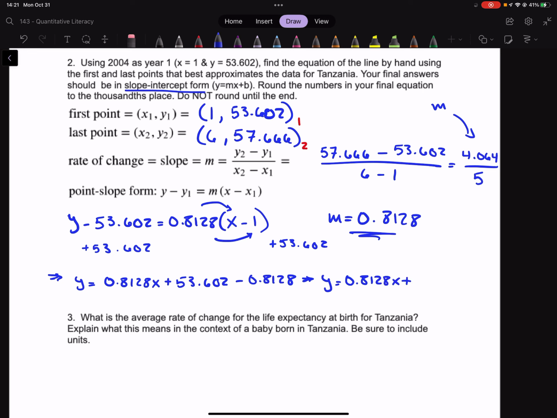Let's break out that calculator one more time. So that's going to be 53.602 minus 0.8128. And that gives me 52.7892. Now, this is a model which represents the life expectancy for Tanzania if you input various years. So if you input 7, that would be predicting the year 2010, which we don't have in our data, and that would allow us to start to predict what the life expectancy in Tanzania is.